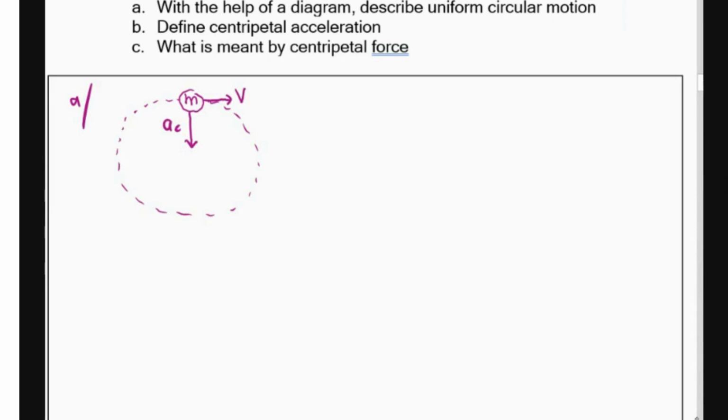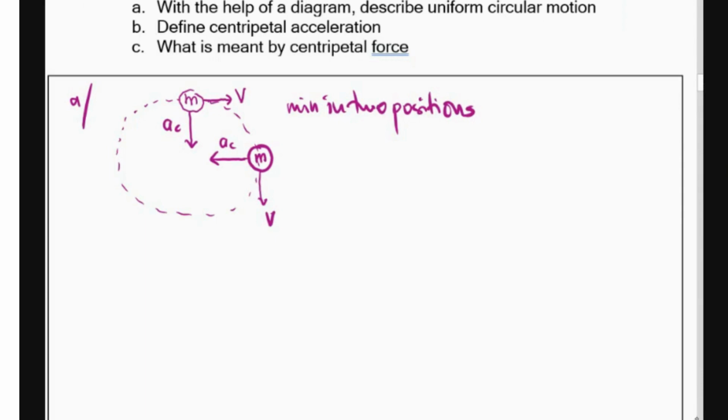It's not just in one position, so you have to make a minimum of 2 positions around the circle. At the second position, V is now pointing downward because it moved in a clockwise direction, and the AC is still pointing towards the center. So the minimum for describing uniform circular motion is 2 positions. This is how the marks go in a real exam: any 2 positions along the circle.